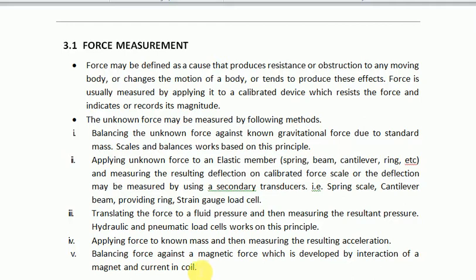So friends, here you can see there are 5-6 different methods to measure force.